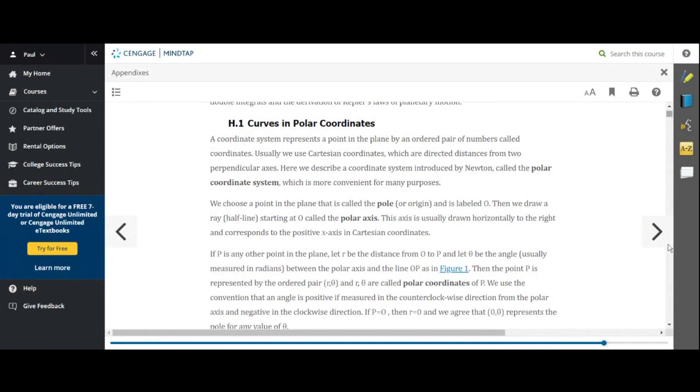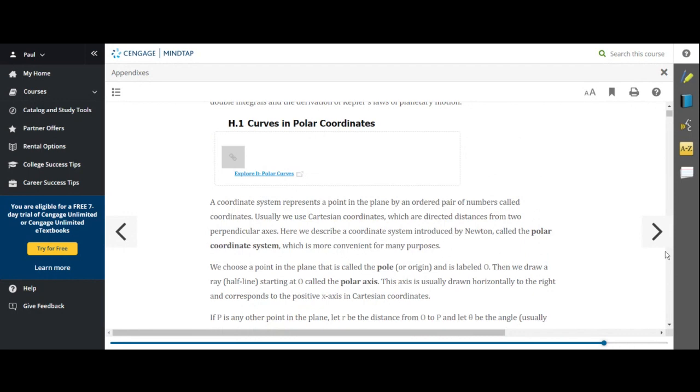Okay, so is everybody okay in finding this appendix H in your ebook? Give me a thumbs up if you have that on your computer. Appendix H. Thank you, John. Thank you, Tyree.